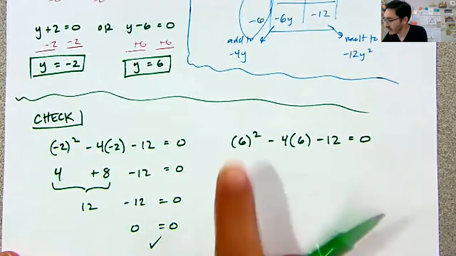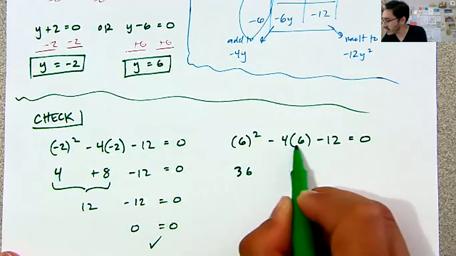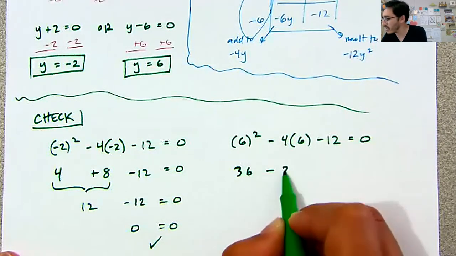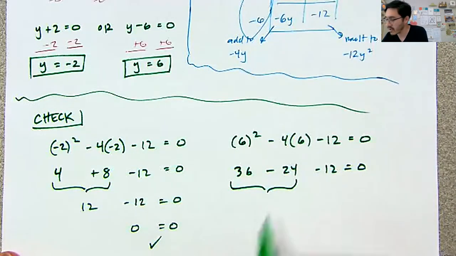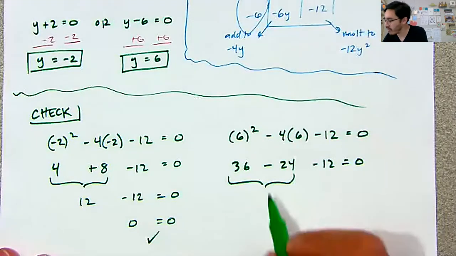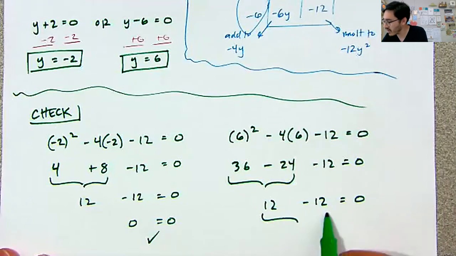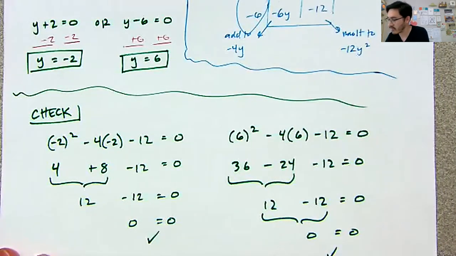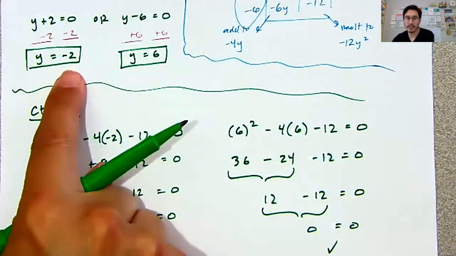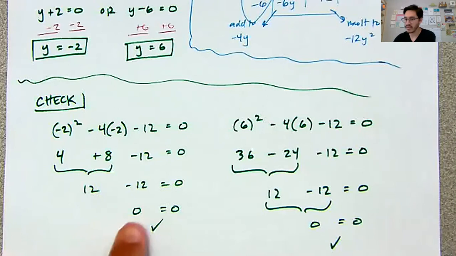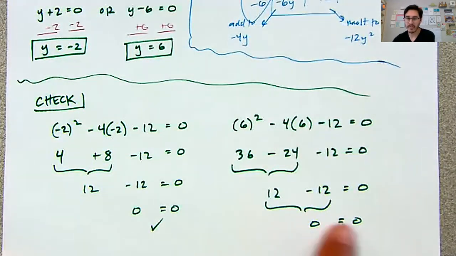6 squared is 36. Let's see, 4 times 6, that's going to be minus 24, minus 12 equals 0. So 36 minus 24 is 12. We're going to subtract 12 again, and we get 0 equals 0. So both of those two solutions work. Negative 2 solves the equation, producing the same value on both sides. Positive 6 solves the equation, producing the same value on both sides.